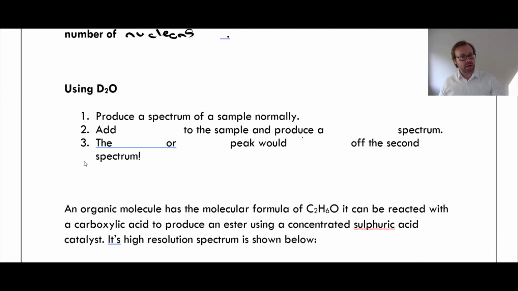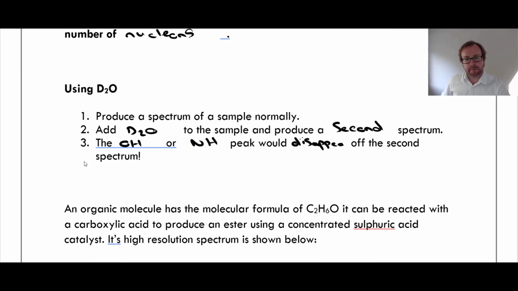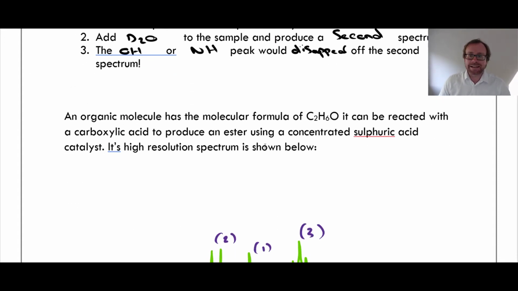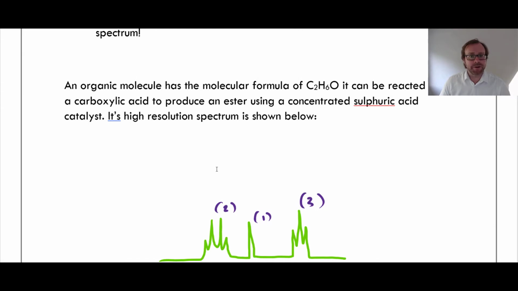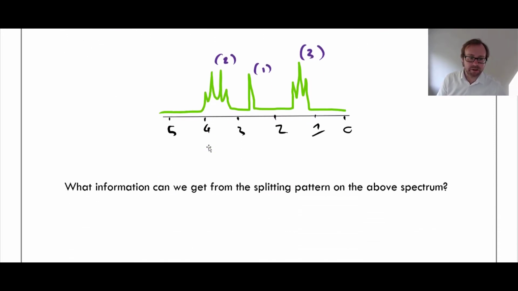So using D2O: produce a spectrum of a sample normally, add D2O to the sample and produce a second spectrum. The OH or NH peak would disappear off the second spectrum, like magic. Okay, let's have a go at this question. Last one. An organic molecule has a molecular formula of C2H6O. It can be reacted with a carboxylic acid to produce an ester using a concentrated sulfuric acid catalyst. Its high resolution spectrum is shown below.